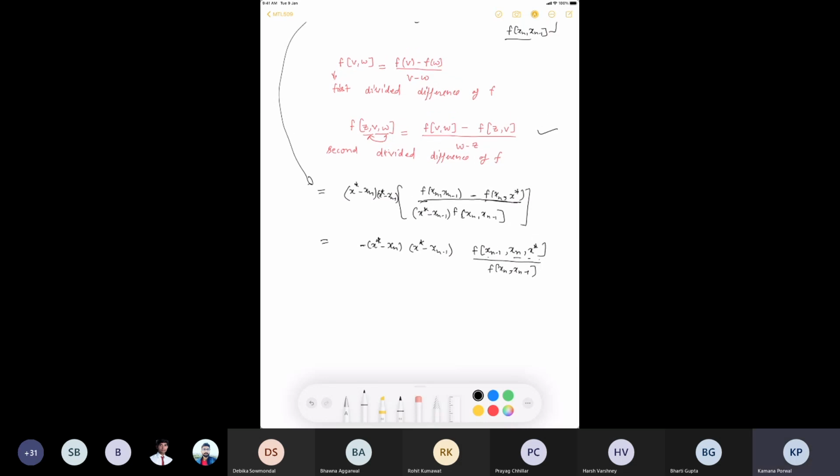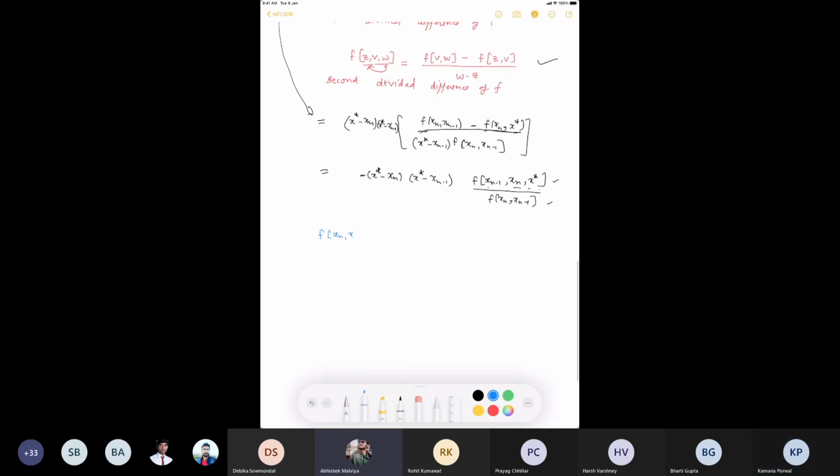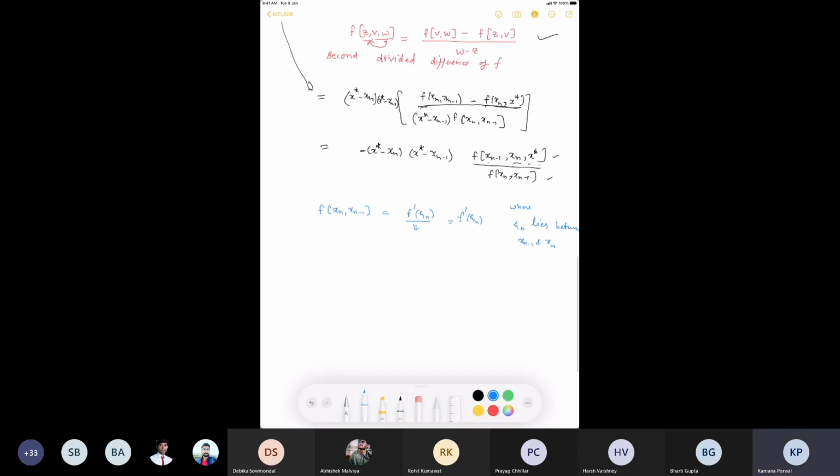As I said, these first divided differences are associated with the first derivative of the function, and the second divided differences are associated with the second derivative of the function. And what is the exact relation? The first divided difference is f prime of xi n divided by factorial 1, which is nothing but f prime xi n, where xi n lies between xn minus 1 and xn. And the second divided difference, [xn minus 1, xn, x star], equals f double prime at some different point, let me take it eta n, divided by factorial 2.